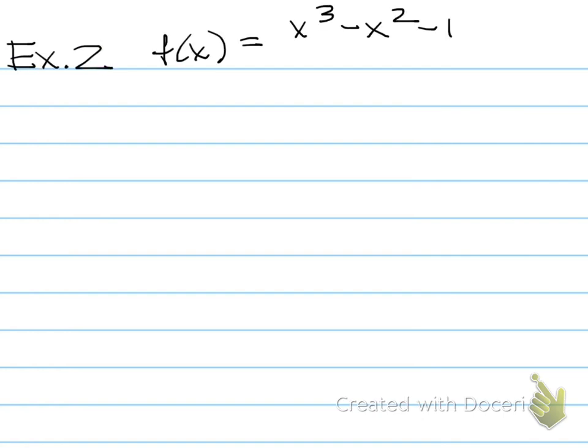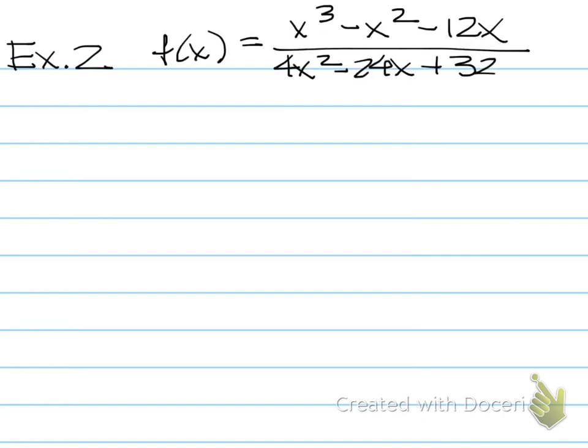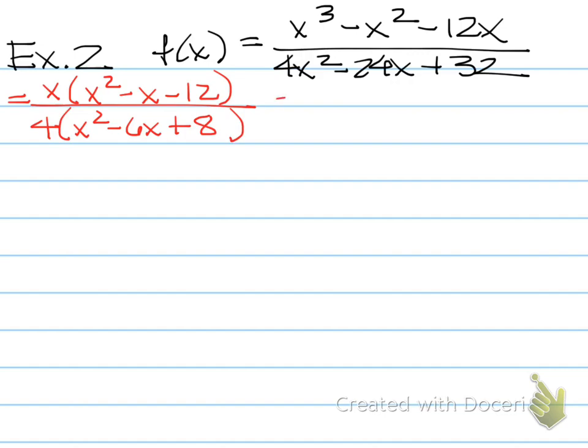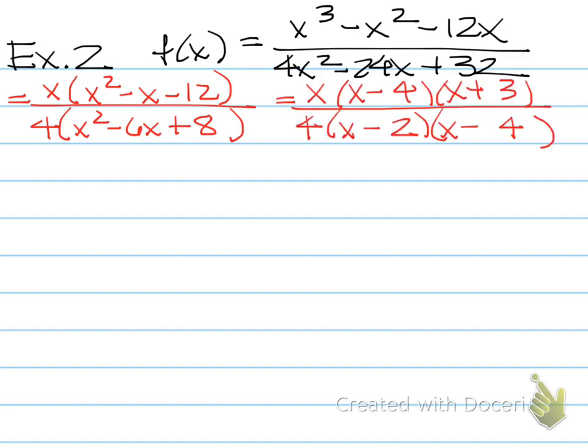All right, next example. First thing we want to do is factor the numerator and denominator. And I'll make things a little easier for us. Once we have everything all factored, we want to first see if there are any holes.